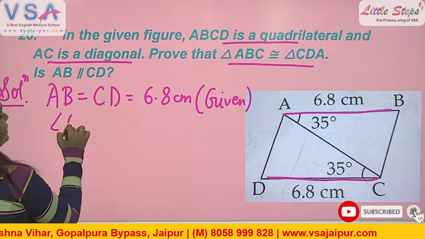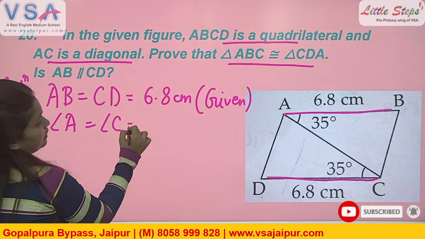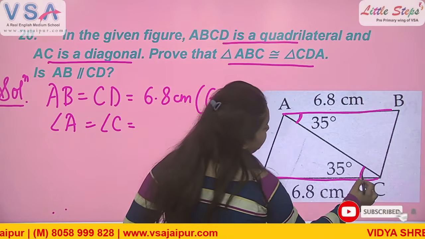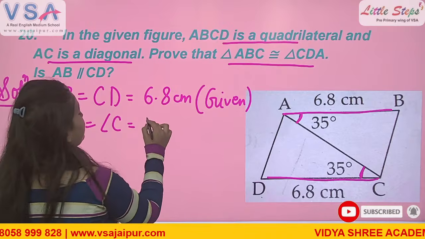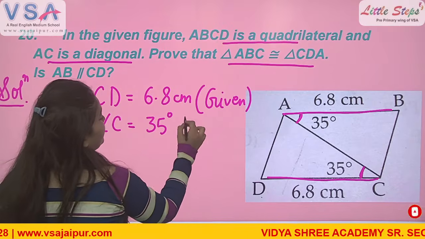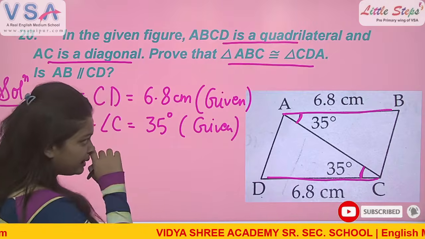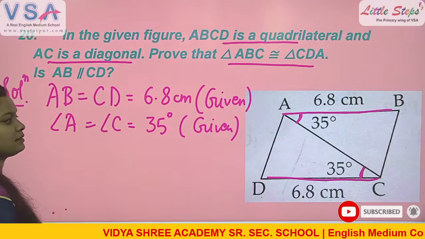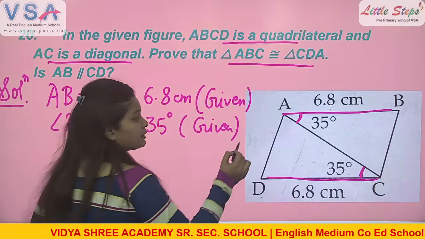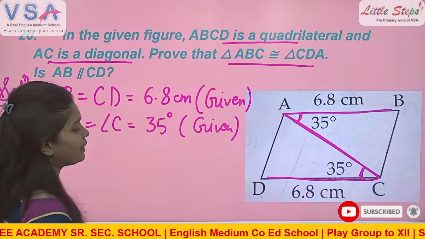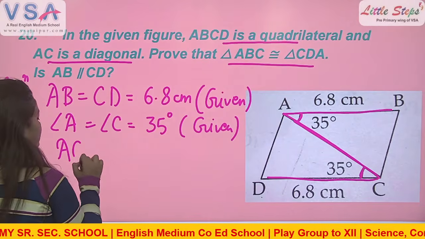Then we can write angle A is equal to angle C. We have angle A that is 35 degree and angle C that is 35 degree. This is also given to us. We cannot do anything in it. Both things are given to us. Then what should we do next? What can we do third? Third thing is also given. This is common. This line is common in both the triangles, AC equal AC.